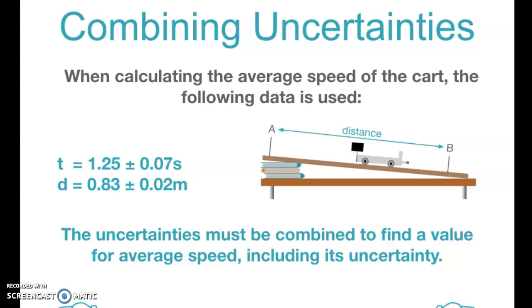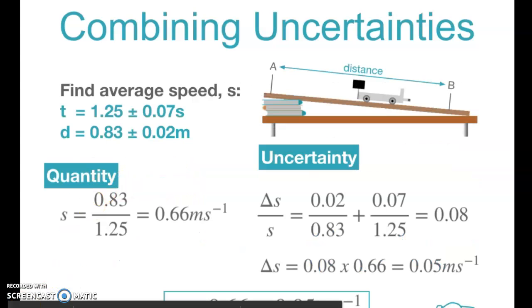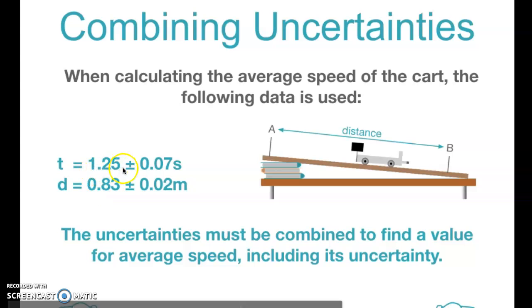So let's have a look at this example. Here we have two readings, one for distance and one for time. We are trying to find the average speed, so that's why we need those two measures. The average speed is equal to distance divided by time. So we're going to be dividing these to get the final average speed. The absolute uncertainty in distance is 0.02. The absolute uncertainty in time is 0.07.